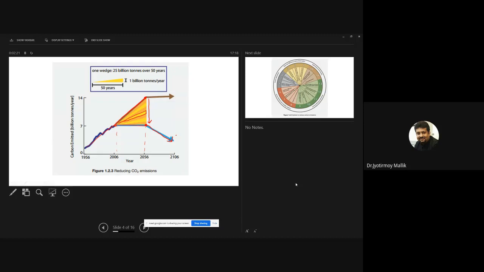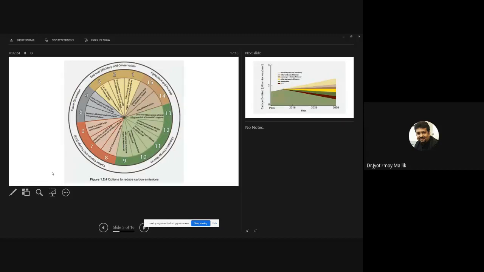So there are different processes you can do. Okay? For example, end user efficiency and conservation, agriculture and forestry, alternate energy resources, okay, carbon capture and storage. So this is our main theme of discussion today, and power generation in a sustainable way. Okay. So this actually says these are the options to reduce the carbon dioxide emissions.